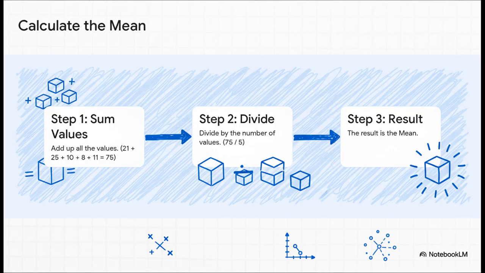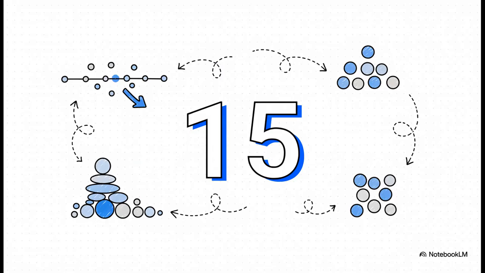Let's make this super real. Say we ask 5 students how many cups of coffee they drink in a week. And we get back these numbers: 21, 25, 10, 8, and 11. Okay, so first step, you just add them all up. That gives us 75. Then, you just divide by how many students we asked, which was 5. And boom, there you have it, 15. So on average, a student in this group drinks 15 cups of coffee a week. Seems simple, right? It feels clean, it feels right.